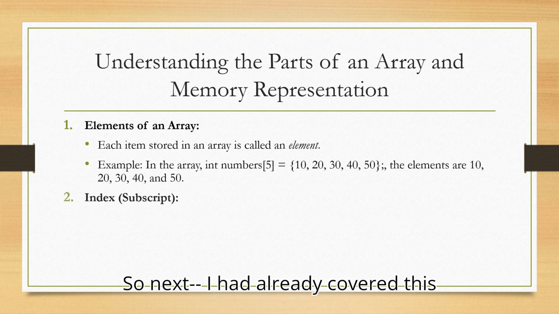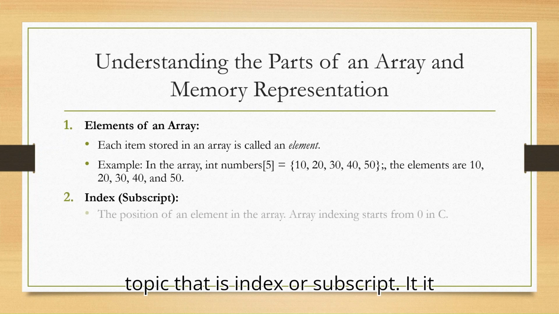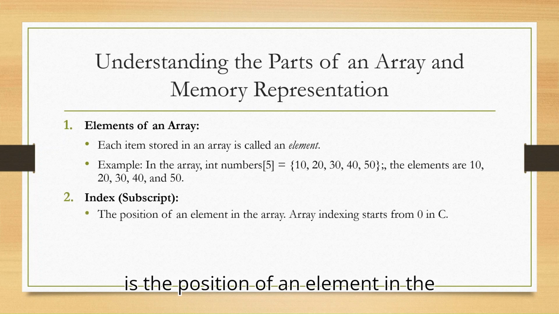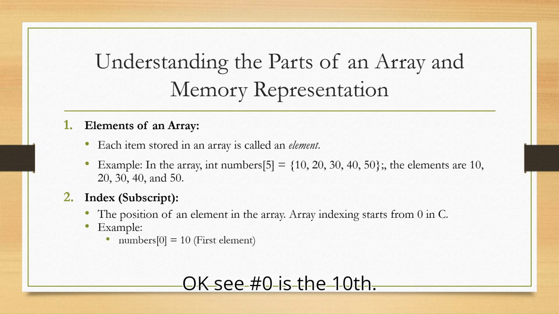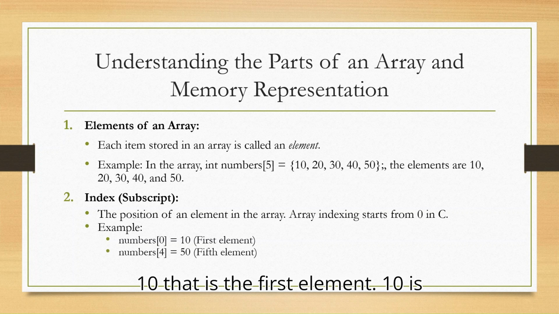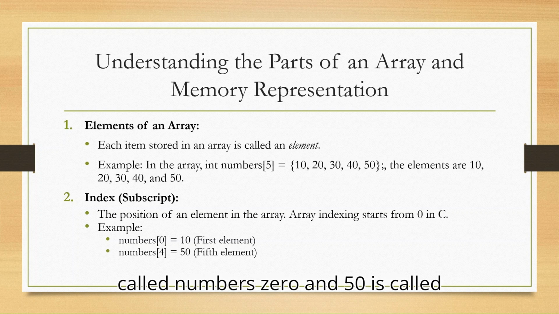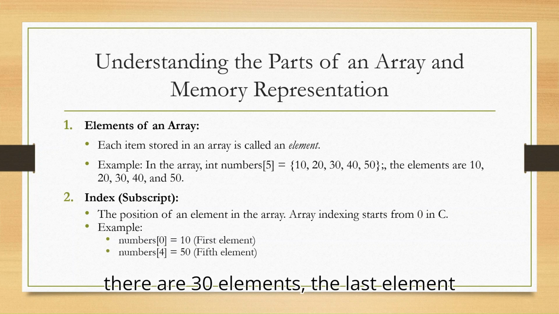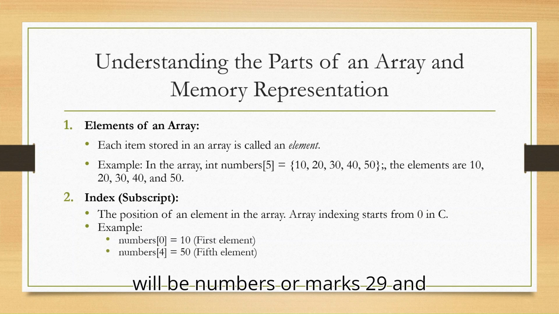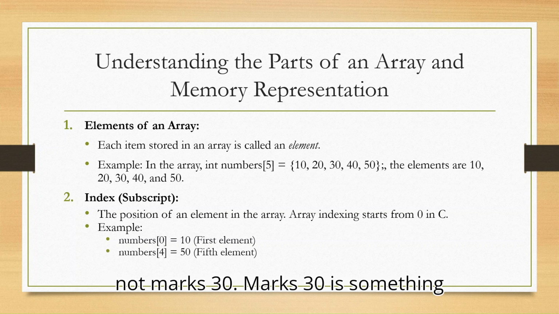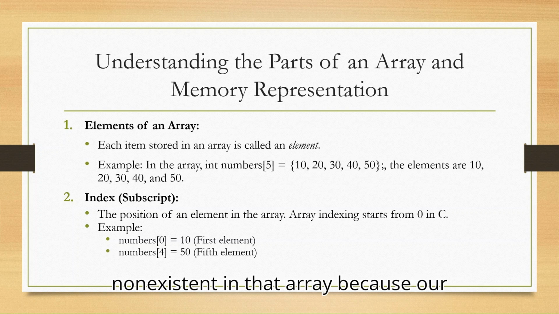Next, I had already covered this topic, that is index or subscript. It is the position of an element in the array. Indexing starts from 0 in C. See, numbers[0] is 10, that is the first element. 10 is called numbers[0], and 50 is called numbers[4]. Just like I had said, if there are 30 elements, the last element will be marks[29] and not marks[30]. marks[30] is something non-existent in that array, because our indexing starts from 0.